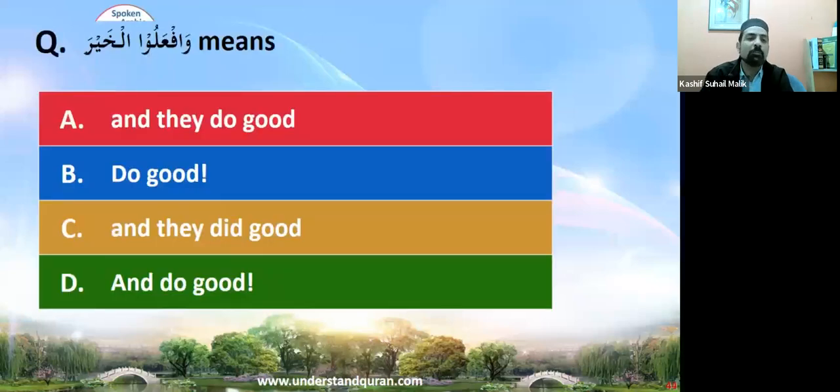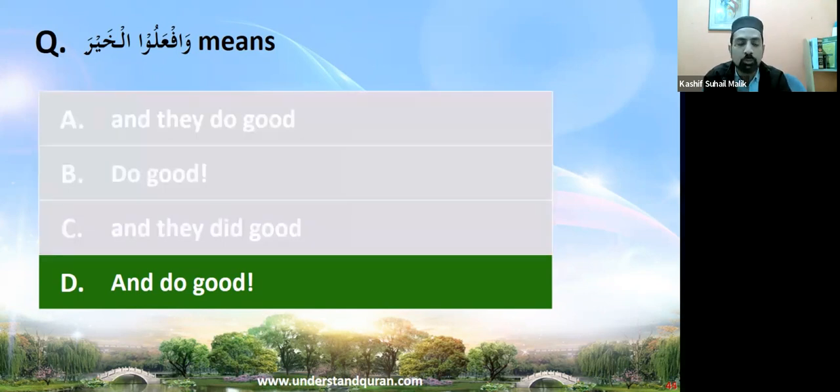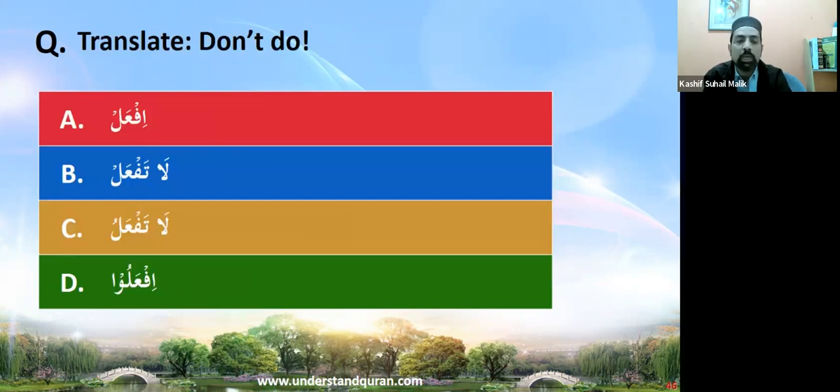Maf'alu khaira. Do it very carefully. A, B, C, D. Which one is the right answer? Wa if'alu khaira. Also remember, break it down: wa and if'alu al khair, and do good. And of course, it is plural for more people. Don't do, A, B, C, D. Which one is right? Okay, that's wonderful. La taf'al. MashaAllah. So let's move forward.